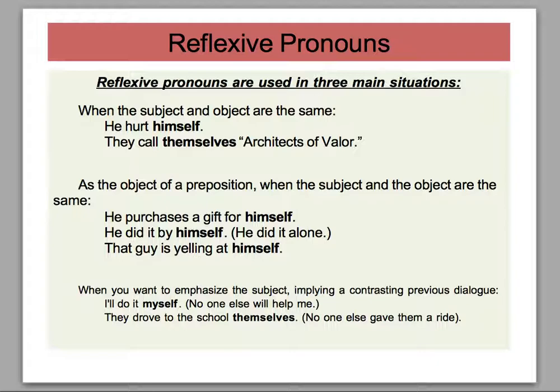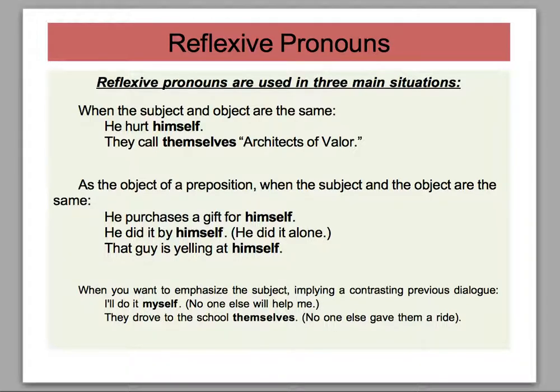The third situation is when you want to emphasize the subject, implying a contrasting previous dialogue. This is pretty not talked about a lot, but I think it probably comes up in every language, and certainly in English, this is something that plays out a lot. There are some much smarter, multilingual people out there who can enlighten me on the granularity of what I'm saying. But I'm sure this is very similar in a lot of languages, if not all, but certainly in English.